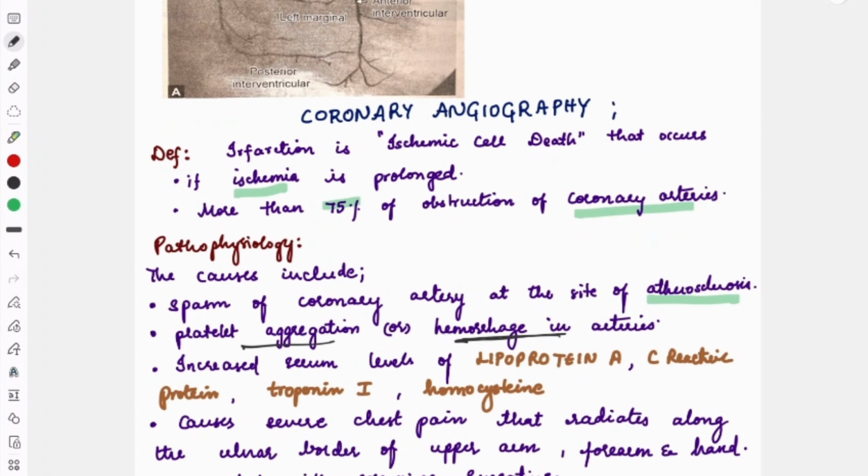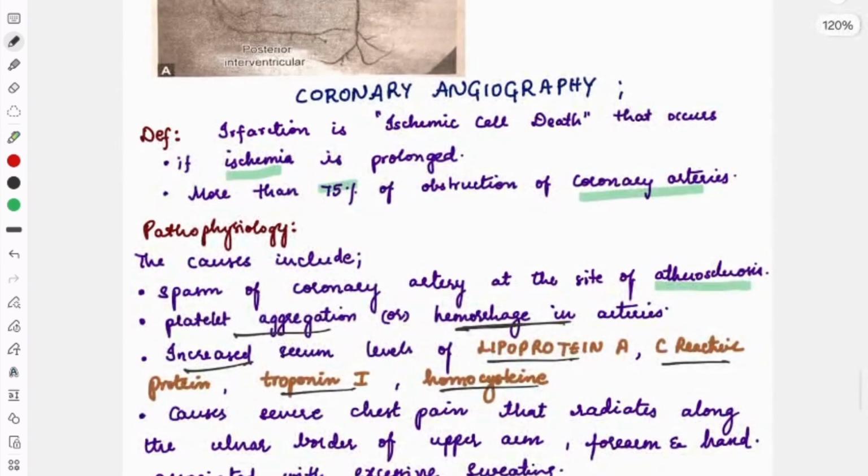Okay, what are the other causes? That is increased serum levels of lipoprotein A, C-reactive protein, troponin I, and homocysteine. These four are not the causes. Actually, these are the indications of myocardial infarction. So elevated levels of these substances in the serum indicate that the person is suffering from a heart problem, that is myocardial infarction. So these are the factors that help recognize myocardial infarction in the biochemistry.